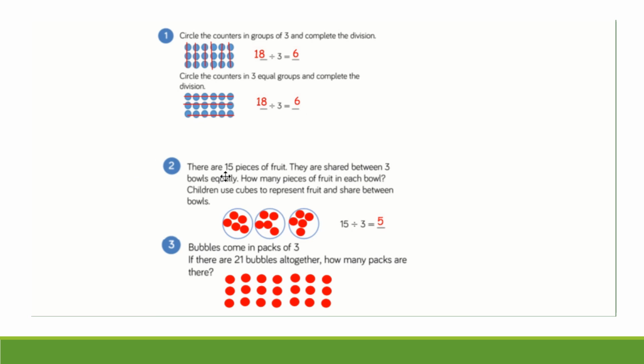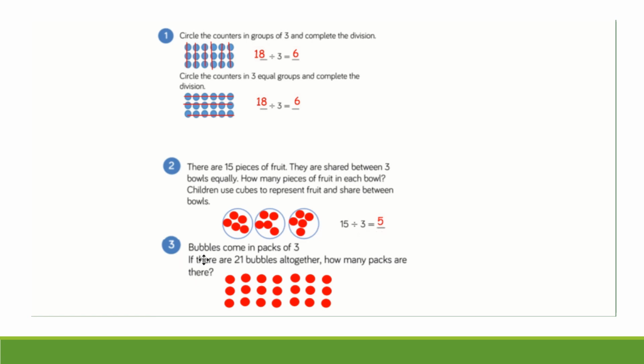Then number 2, there are 15 pieces of fruit. They are shared between 3 bowls equally. How many pieces of fruit in each bowl? So 15 divided by 3, so there were 5 in each. So the answer was 5.